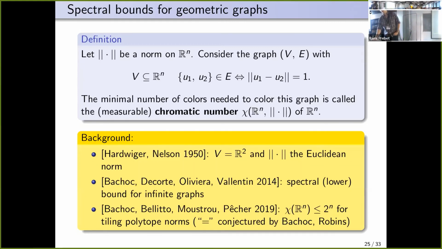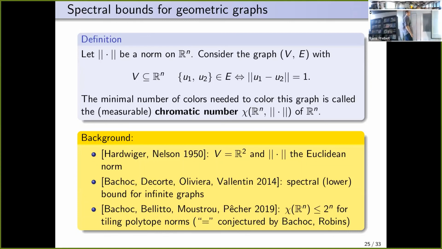The chromatic number for this graph is known to be somewhere between 5 and 7, but that is all. So this tells us that this problem is very difficult, and you can still find lower bounds for this chromatic number. And this was realized by Bachoc, Decorte, Oliveira, and Vallentin in 2014, who gave a so-called spectral bound, which is a lower bound for the chromatic number.